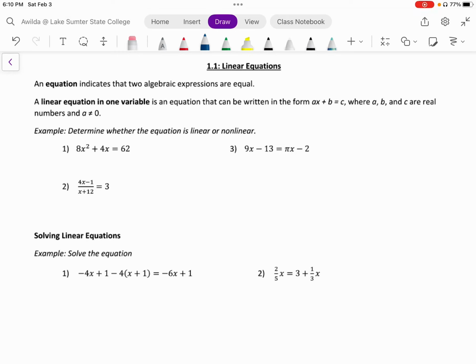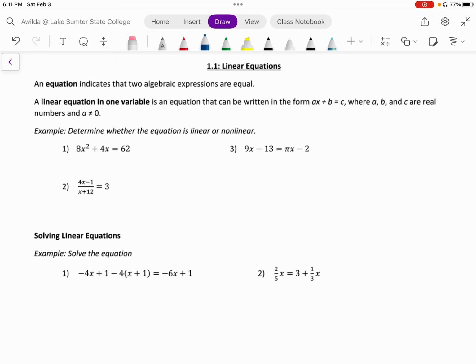In section 1.1, we will introduce the concept of a linear equation. An equation indicates that two algebraic expressions are equal. A linear equation in one variable is an equation that can be written in the form ax plus b equals c, where a, b, and c are real numbers and a is not equal to 0.